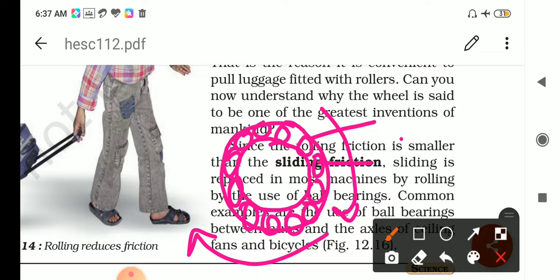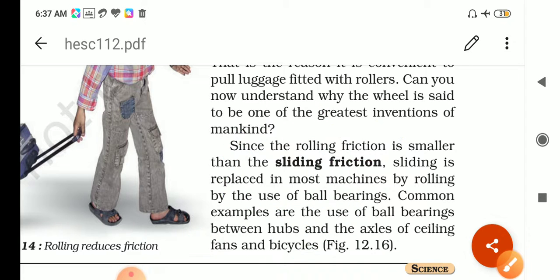These balls work like wheels, and the movement will be over these balls, so obviously it will be rolling movement, right? Rolling friction will be there, and the movement will become easy. The value of friction between them will reduce a lot. Okay, so sliding friction is replaced in most machines by rolling, by the use of ball bearings.